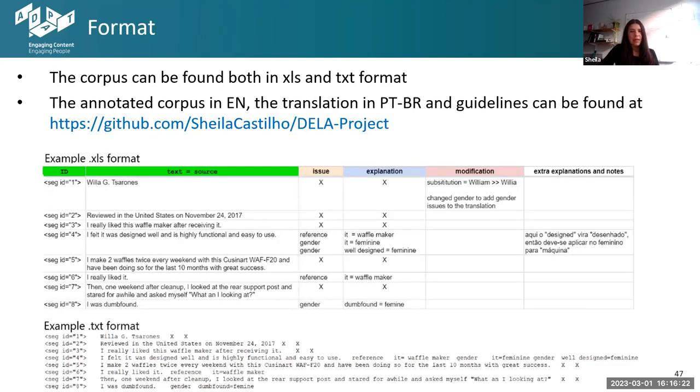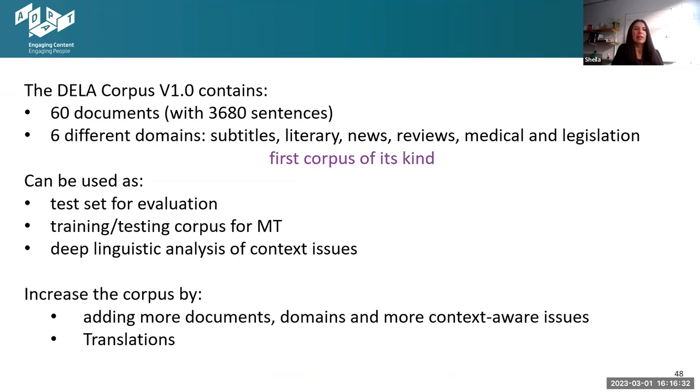So we created that corpus, and it's available online if you're interested to have a look at it. Here's the link to the website, to my GitHub. We have 60 documents in 6 different domains, and it can be used as a test set for evaluation of machine translation, as a training or testing corpus for MT, or if you want to do some linguistic analysis on the context issues. We're trying to add more documents and different translations, because this was based on translations from English into Portuguese. I am sure that for other, non-Romance languages, we have different issues, for example. So it will be interesting to see what issues overlap.